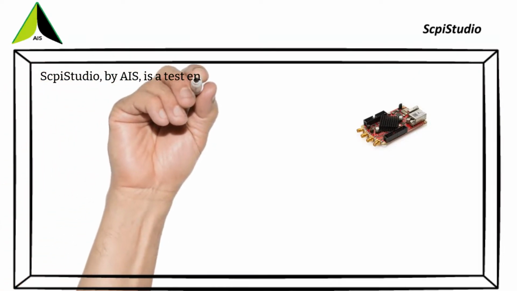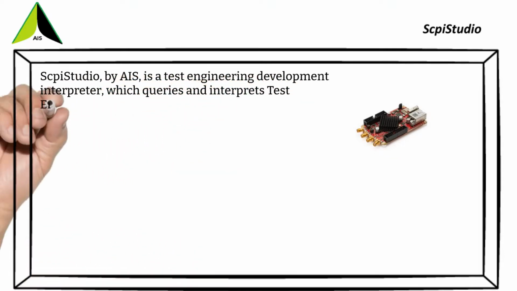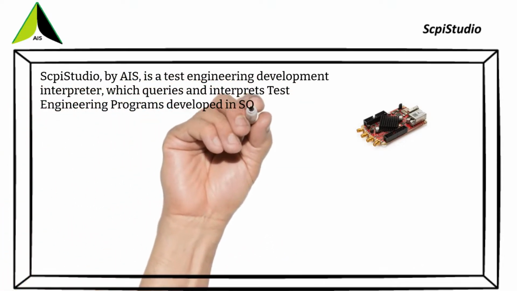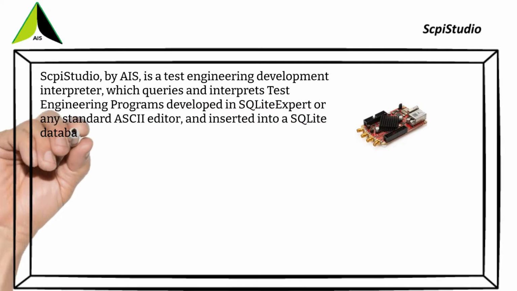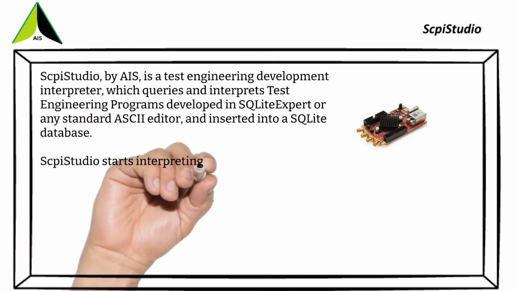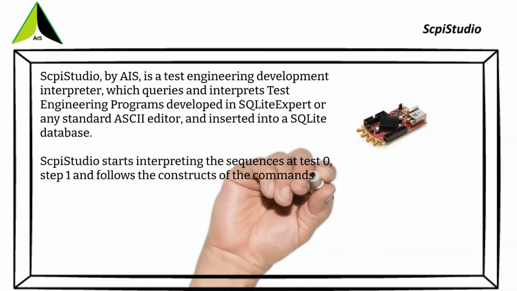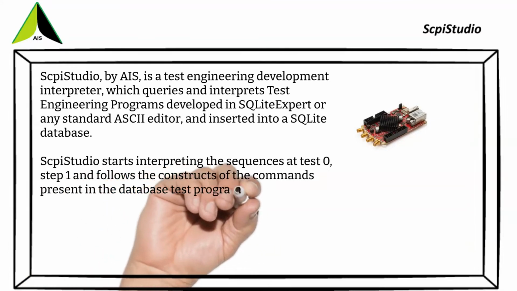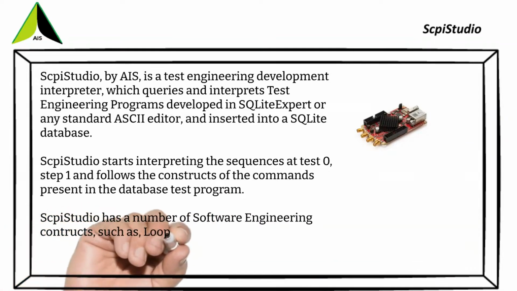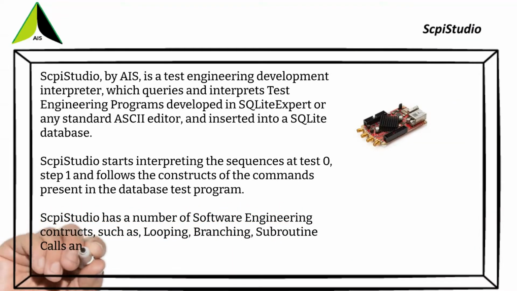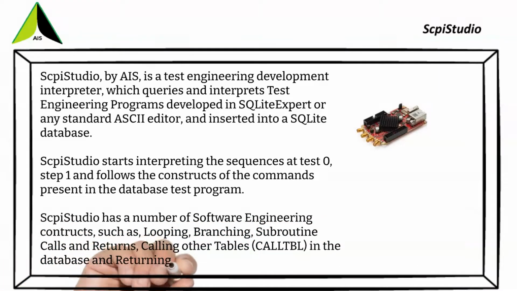ScpiStudio by AIS is a test engineering development interpreter which queries and interprets test engineering programs developed in SQLite Expert or any standard ASCII editor and inserted into a SQLite database. ScpiStudio starts interpreting the sequences at test 0 step 1 and follows the construct of the commands present in the database test program. ScpiStudio has a number of software engineering constructs such as looping, branching, subroutine calls, and returns, calling other tables, call table, in the database, and returning, return table.